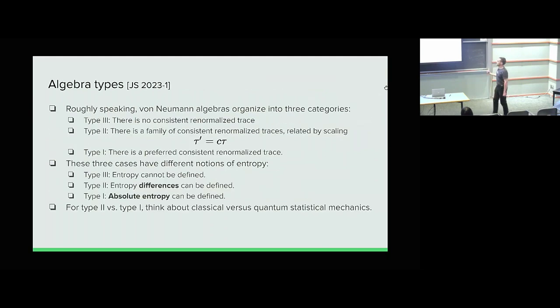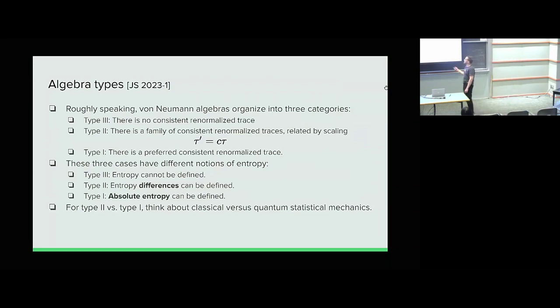Okay, so this is something that many of you have seen before, but for those of you who haven't, I will say that when you think about von Neumann algebras in this setting, roughly speaking, they get organized into 3 categories. And they get organized into 3 categories depending on whether and how you're allowed to talk about density matrices and entropies. The worst kind is this type 3, where there's no consistent renormalized trace. An okay kind is this type 2, where there's a family of consistent renormalized traces, but they're related by scaling. So you have a whole family of good traces for defining density matrices that are renormalized and very well behaved, but you can't actually fix the overall scaling. And then type 1 is the case that we're most familiar with. There is a preferred consistent renormalized trace, for example, the Hilbert space trace.